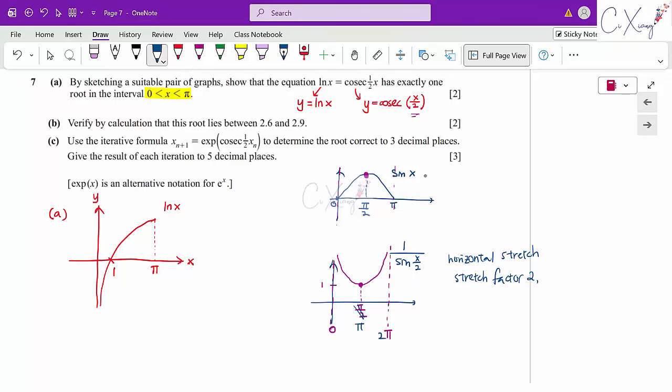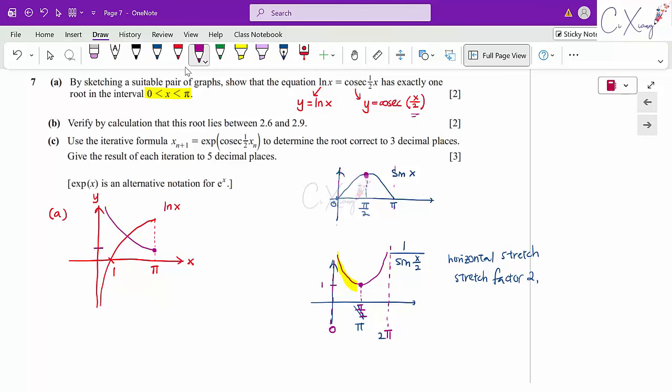All right, for our question, they only want us to show the graph from 0 to pi. So cosecant x over 2 will be from 0 to pi, and we are only taking this part of our diagram. When I draw this part of the diagram, it will be something like this.